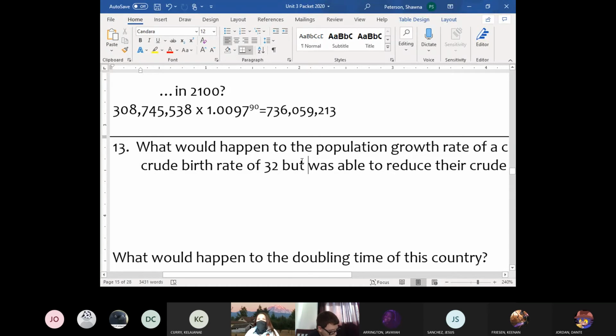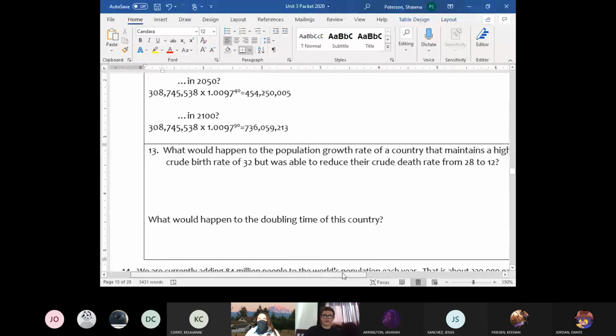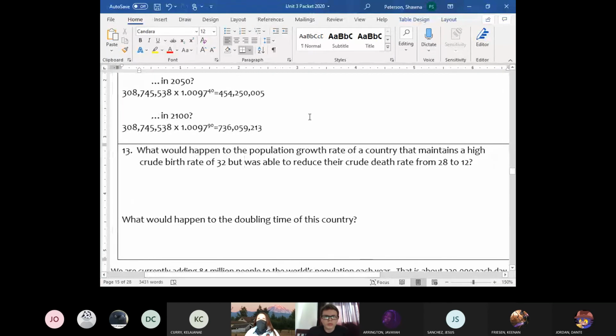This is the current birth to death rate. All right, what would happen to the population growth rate of a country that maintains a high crude birth rate of 32 but was able to reduce their crude death rate from 28 to 12? So we've got to do two tiny equations here. We're familiar with our birth and death rates. So the original one would have been 32 minus 28.